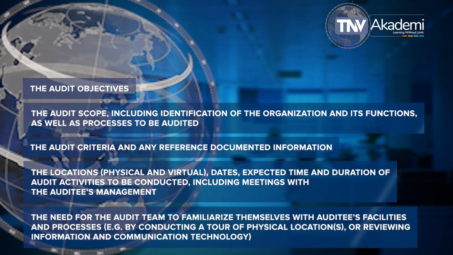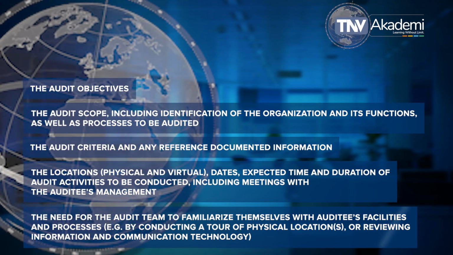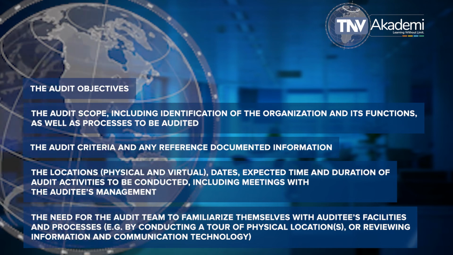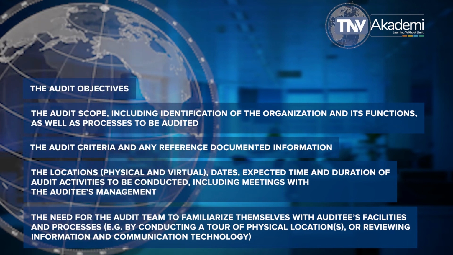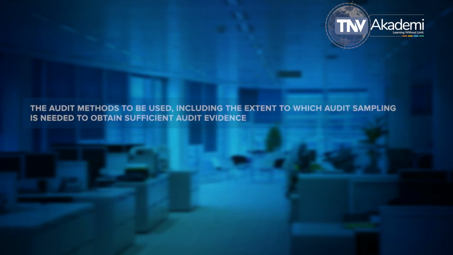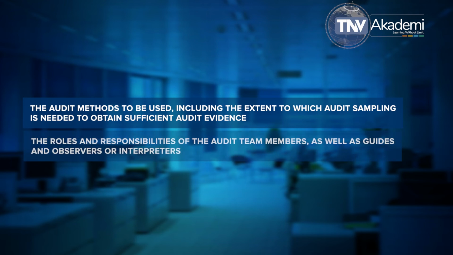Point 5. The need for the audit team to familiarize themselves with the auditee's facilities and processes, for example, by conducting a tour of physical locations or reviewing information and communication technology. Point 6. The audit methods to be used, including the extent to which audit sampling is needed to obtain sufficient audit evidence. Point 7. The roles and responsibilities of the audit team members as well as guides and observers or interpreters.